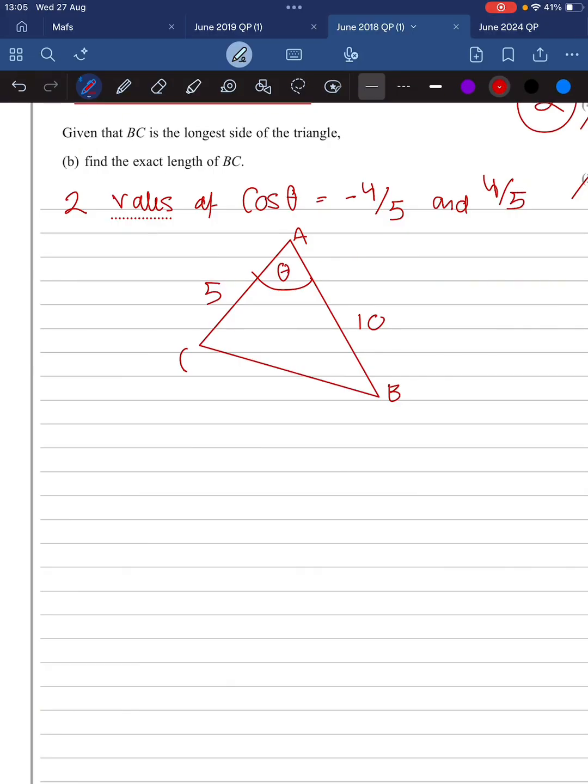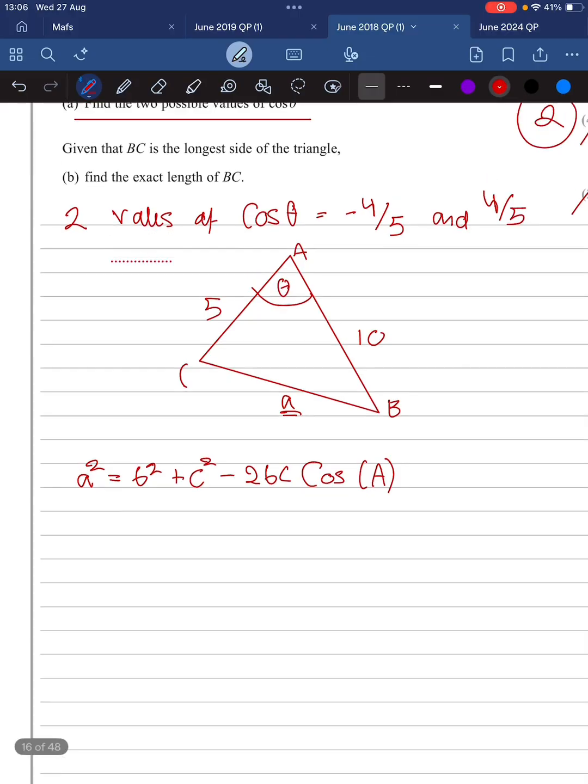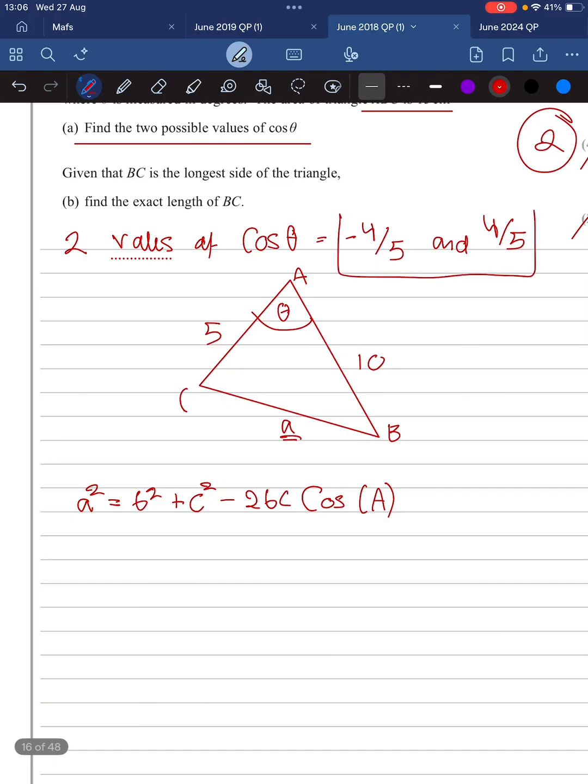Cosine rule. Cosine rule goes like this: a squared equals b squared plus c squared minus 2bc cosine a. Now in this scenario, this would be right. So we're trying to find out what a is. This would be our a over here. And we got the values of cosine a, which is these.